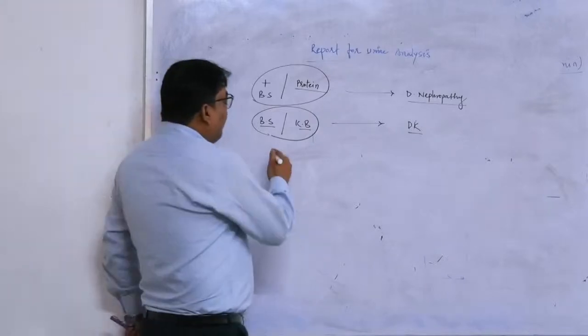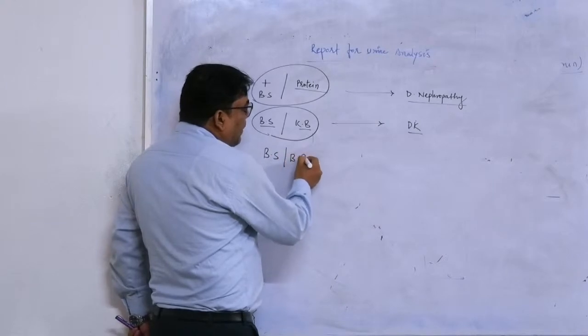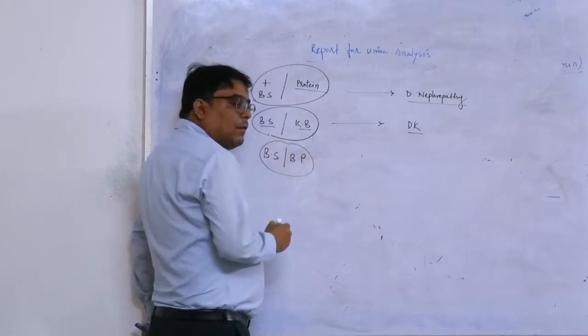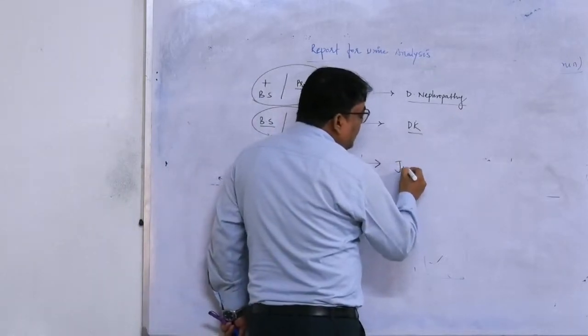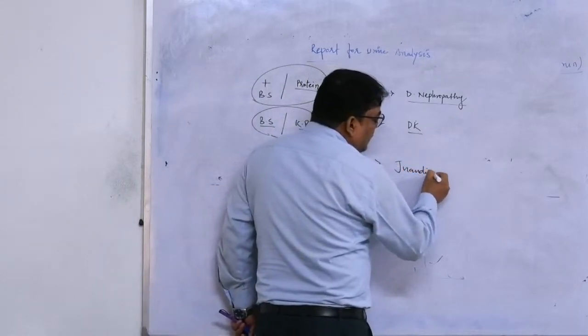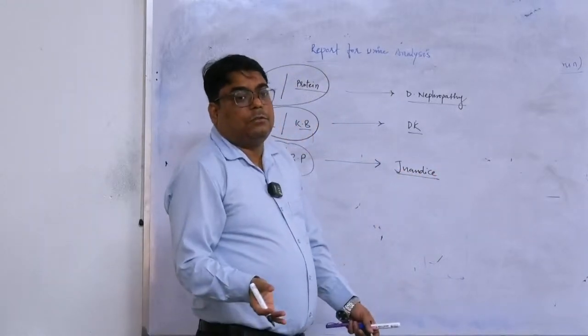Understand? Same for bile salt and bile pigment. Both things come. Then it is jaundice. Majorly which kind of jaundice? You don't just say jaundice.